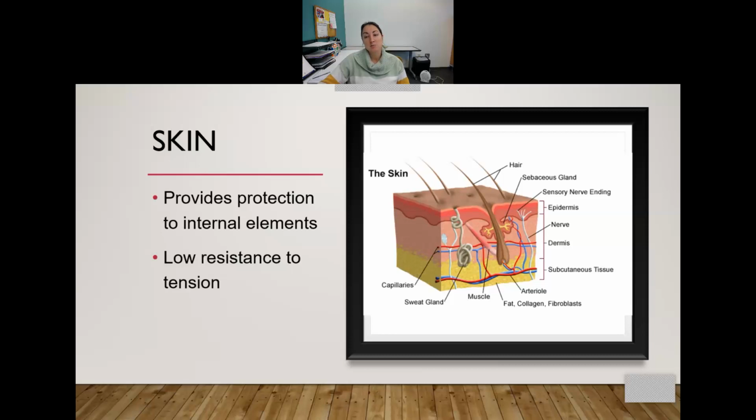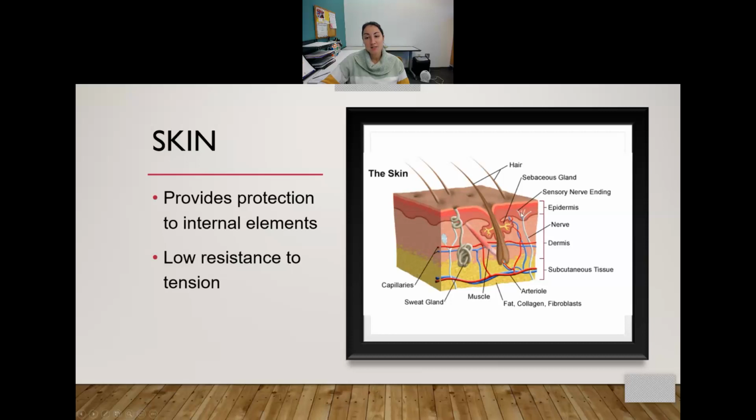And here's kind of what it's made of. Of course, we know epidermis, dermis, and subcutaneous tissue. That's where your fat is. There are little muscles that attach to the hair cells that allow them to stand up straight if you're cold. There are nerve endings that go to the epidermis.